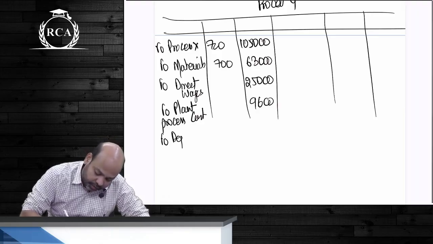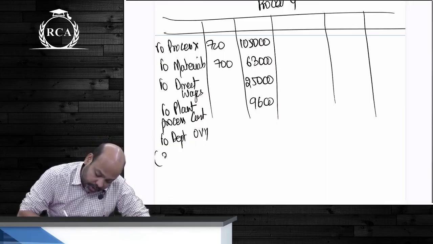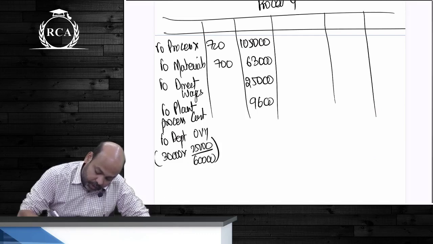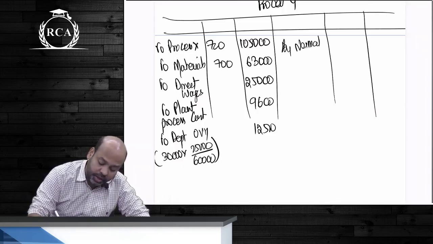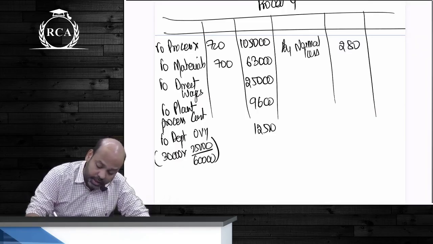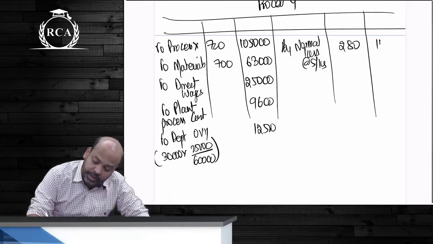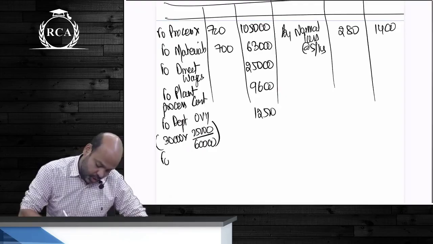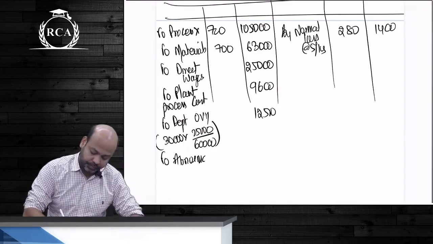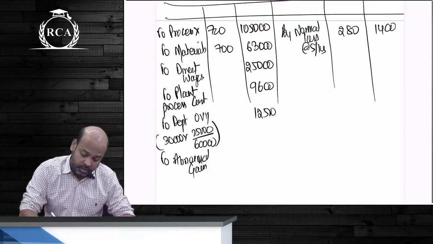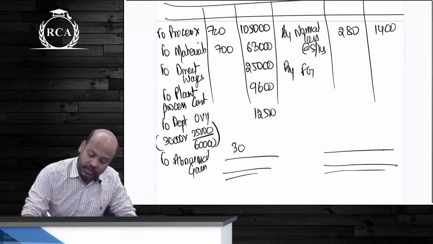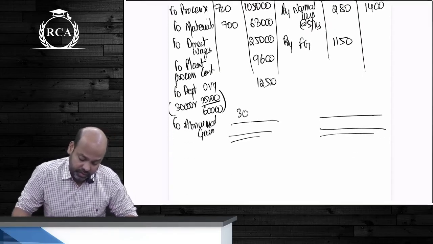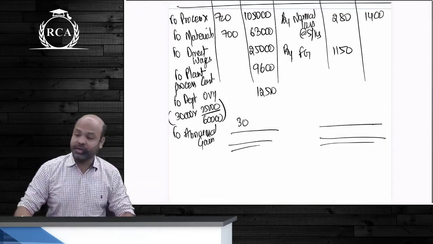How much are the departmental overheads? 30,000 into 25,000 divided by 60,000. That will be 12,500. Then there is normal loss in this process. 1400 kgs, 20%, 280 kgs at the rate of 5 rupees per kg. That will be 1400. To abnormal gain, how many kgs? 30 kgs. And then by finished goods account, 1150 kgs. When nothing is given, guys, you'll always write by finished goods in the last process.